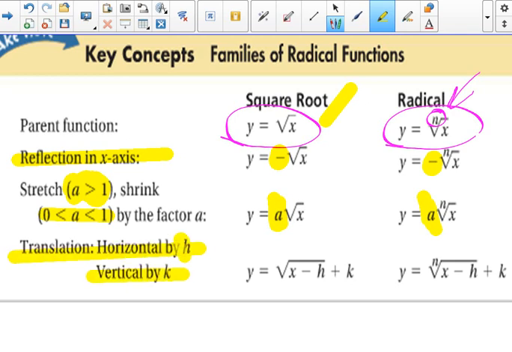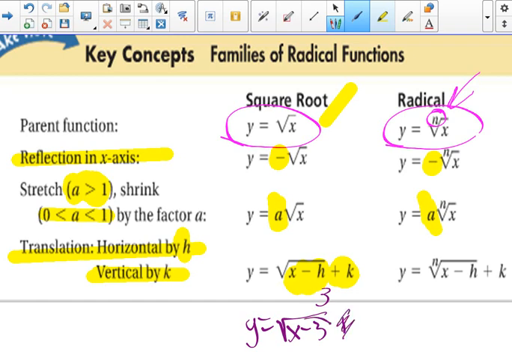Horizontal is the h, I'm getting tongue-tied. Horizontal is h and vertical is your k. So look at the original formula. You have the square root of x minus h, plus k. So if I have a horizontal movement of 3, my h is going to be equal to 3. So that gives me y equals the square root of x minus 3. We'll just leave the k off for right now.